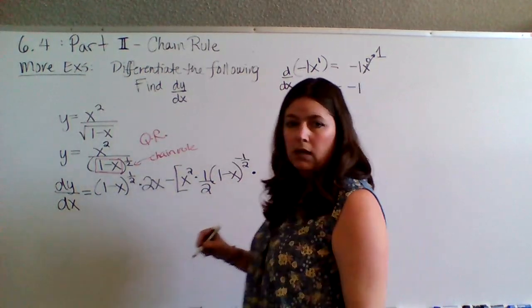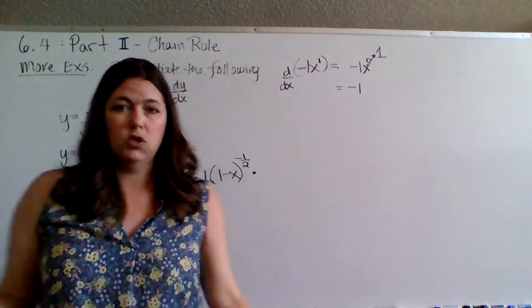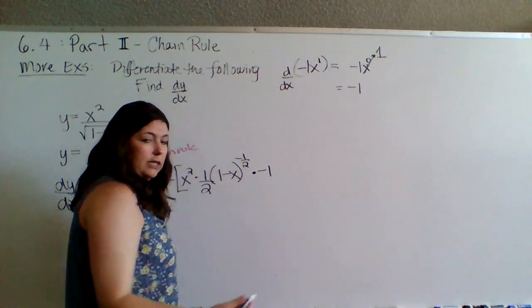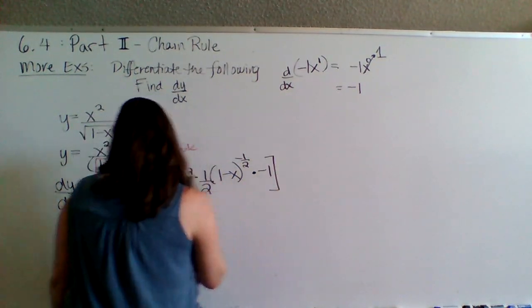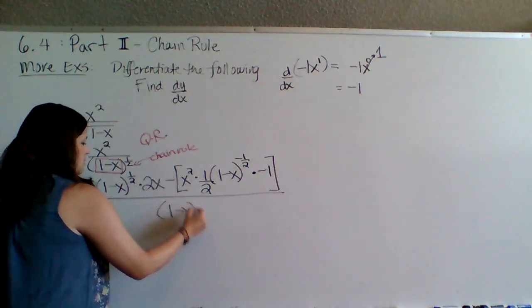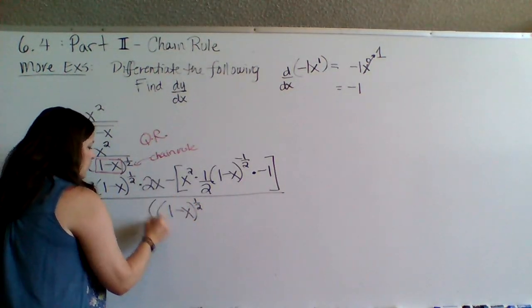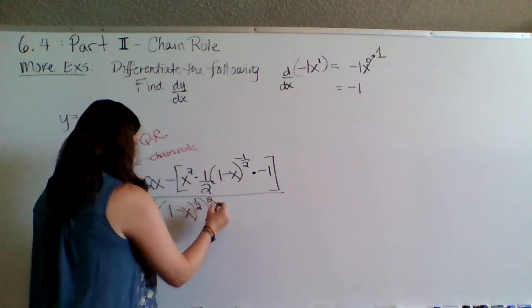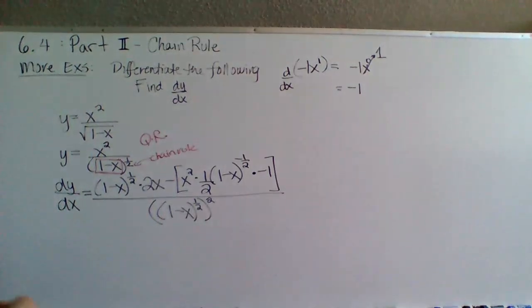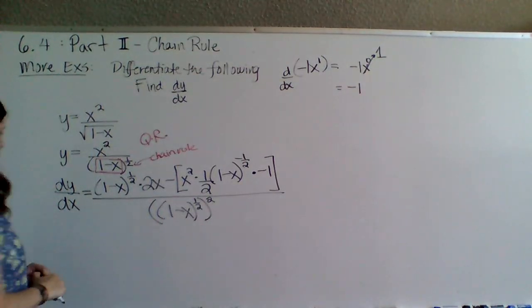So wouldn't it turn into negative 1? If it's a linear piece, it's going to drop to a constant. That's only one term, so I don't need any extra grouping symbols. All over the whole denominator, 1 minus x to the 1/2 power, the whole thing squared. Woo! This is intense. So there's the calculus step.